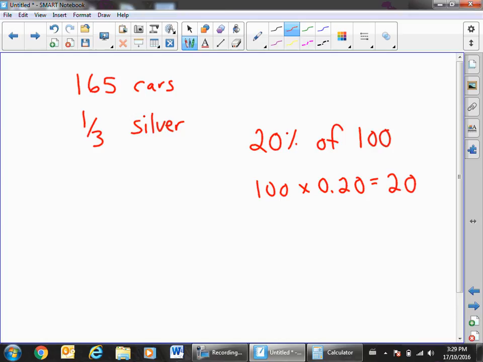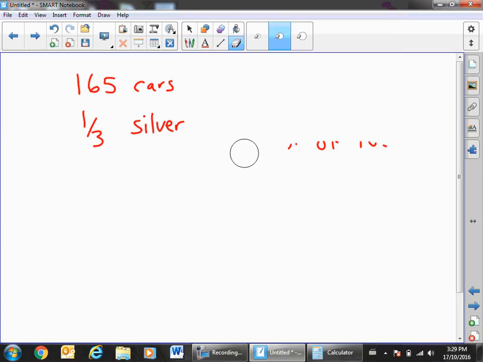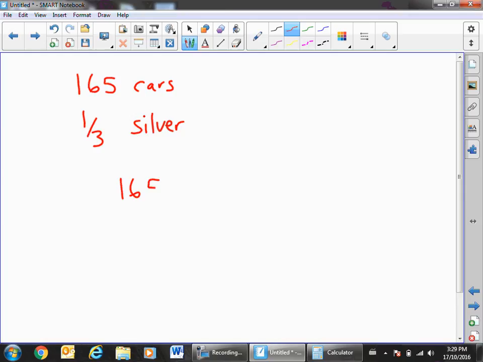So we're going to use this exact same method to calculate how many cars are in fact silver in the lot. We take 165 and multiply it by 1/3. We know that 165 is the same as 165 over 1. So 165 times 1 is 165, and 1 times 3 is 3.